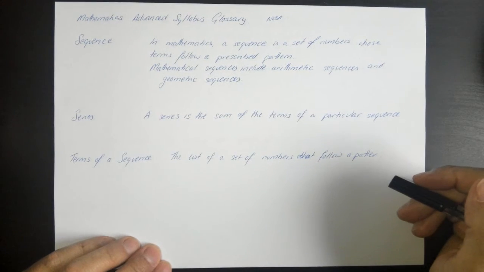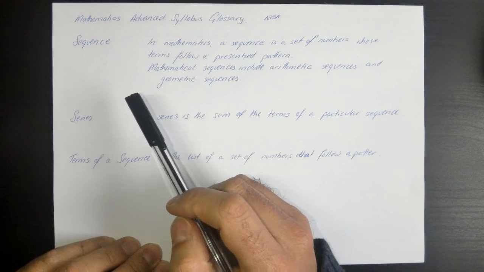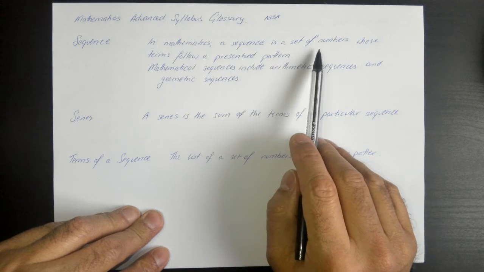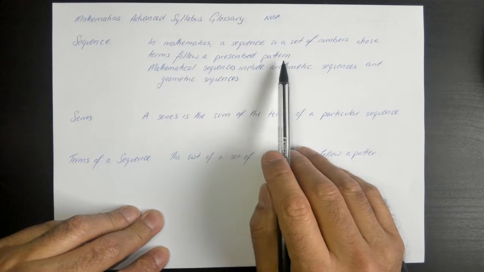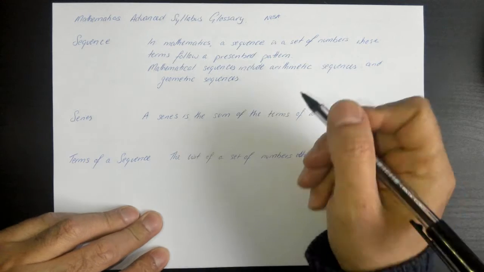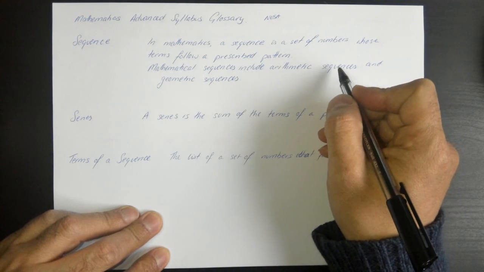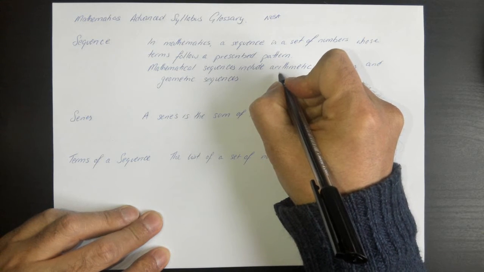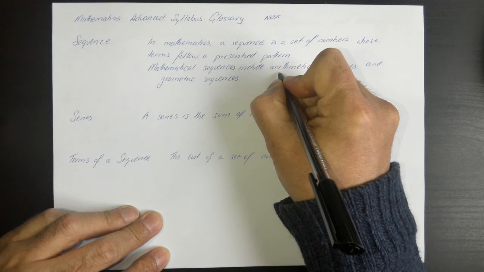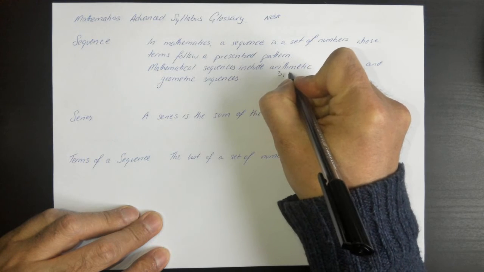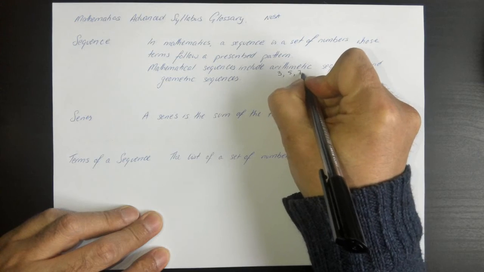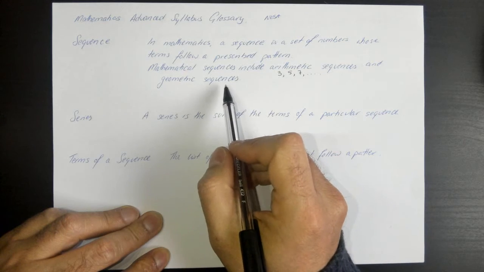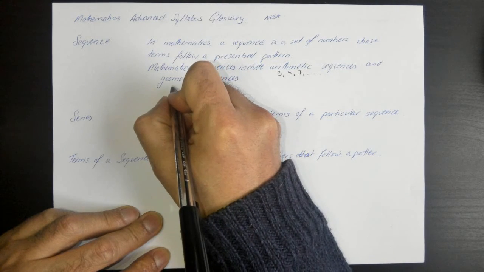So using our glossary, the Mathematics Advanced Syllabus Glossary, sequence. In mathematics, a sequence is a set of numbers whose terms follow a prescribed pattern. Mathematical sequences include the arithmetic sequence, a pattern where the terms increase by some amount. So we can add the number 2. If I start at 3 and add 2, then I have 5 and 7 and so forth. Or it can be a geometric sequence, which means that it's some multiple.